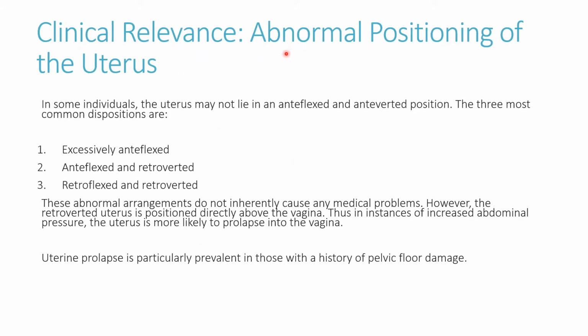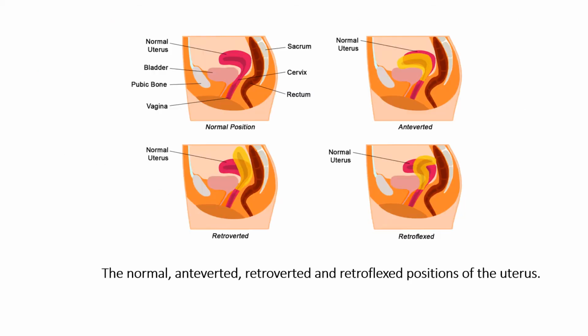About the clinical relevance of abnormal positioning of uterus. Normally we say the uterus is anteflexed, anteverted. In some individuals, this is not the position of uterus, or otherwise we say there are common disposition or abnormal positions of the uterus. They are named as excessively anteflexed, anteflexed and retroverted, retroflexed and retroverted. This abnormal arrangement does not normally cause any medical problem.